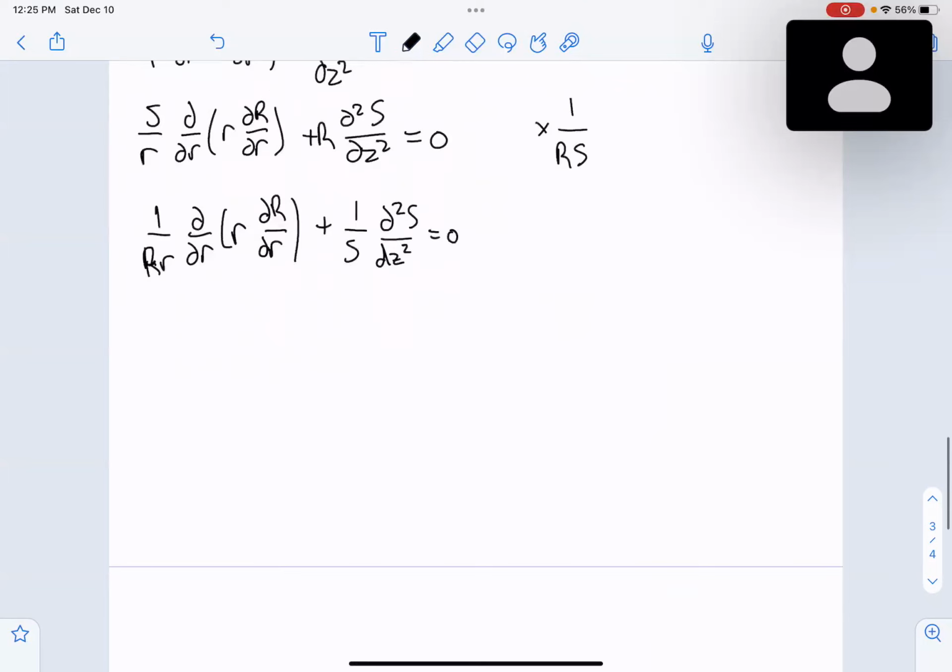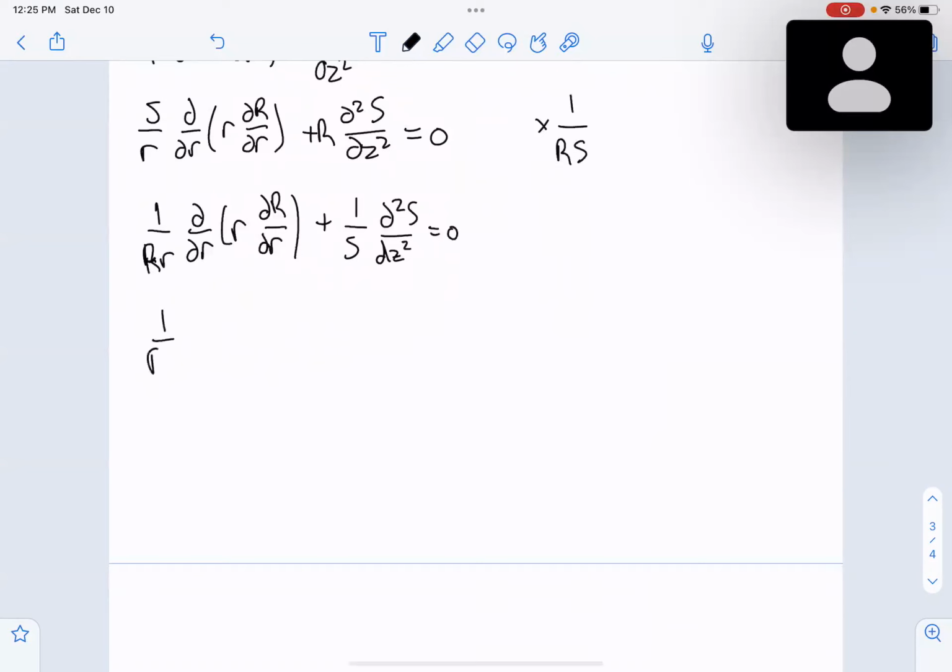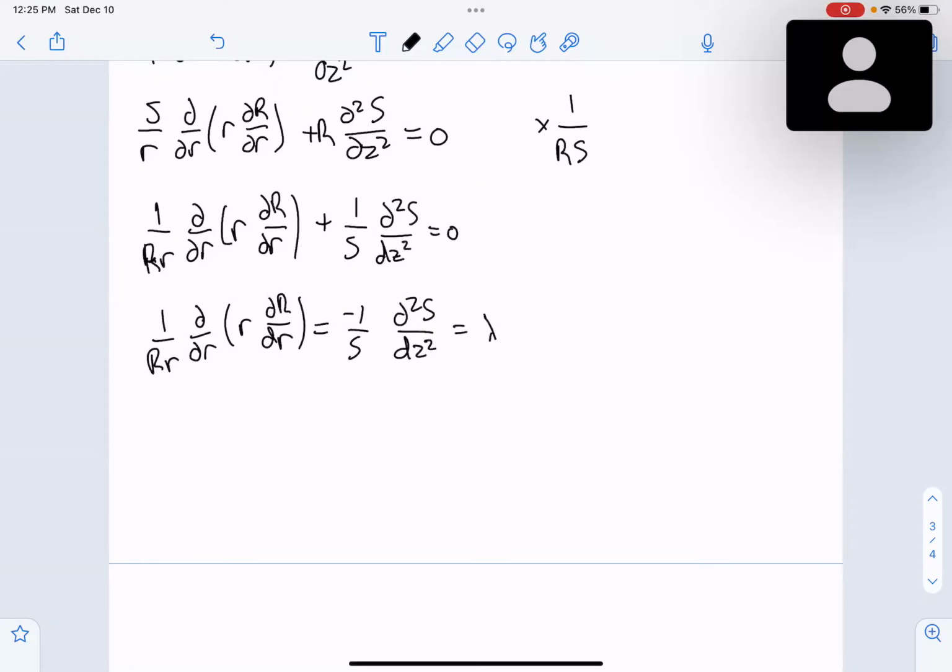Straightforward enough. Now, we're going to flip that onto the other side and equate it to lambda, as we always do with separation of variables: 1 over R r, d over dr, of r, dR over dr, is equal to negative 1 over S, d squared S over dz squared, is equal to our lambda. Now, for this specific problem, we're going to want to take lambda equal to positive mu squared.